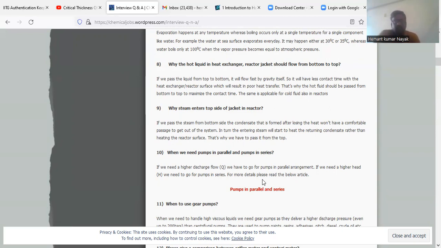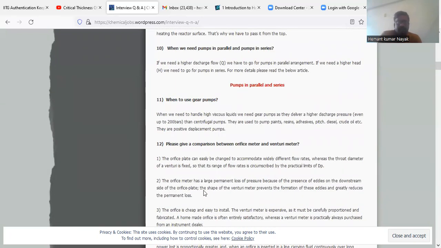Okay, so next question is when we need pumps in parallel and pumps in series. If we need a higher discharge flow Q, we have to go for pumps in parallel arrangement. If you need a higher head, we need to go for pumps in series. For higher head, pumps in series, and for higher discharge, pumps in parallel arrangement.